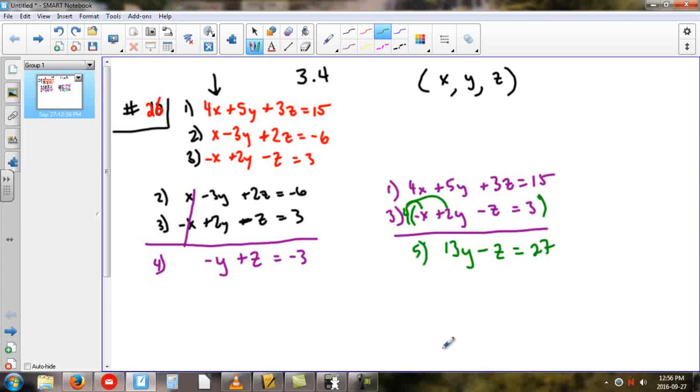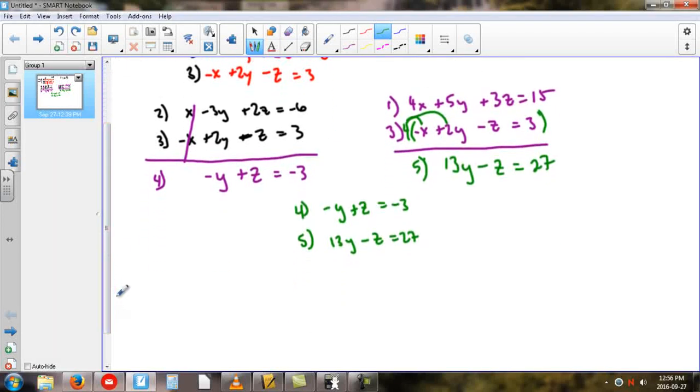Well, the nice thing about 3 or 4 and 5 is that now I have an equation set, 2 equations with 2 variables. This is just like what we did in 3.2. Now I'm going to combine these. I'm going to put 4 and 5 next to each other and look to see if I can cancel them. Number 4 is negative y plus z equals negative 3. And number 5 is 13y minus z equals 27. Now, coincidentally, these z's cancel. Oftentimes they won't cancel right away, but in this case they do, which is just convenient.